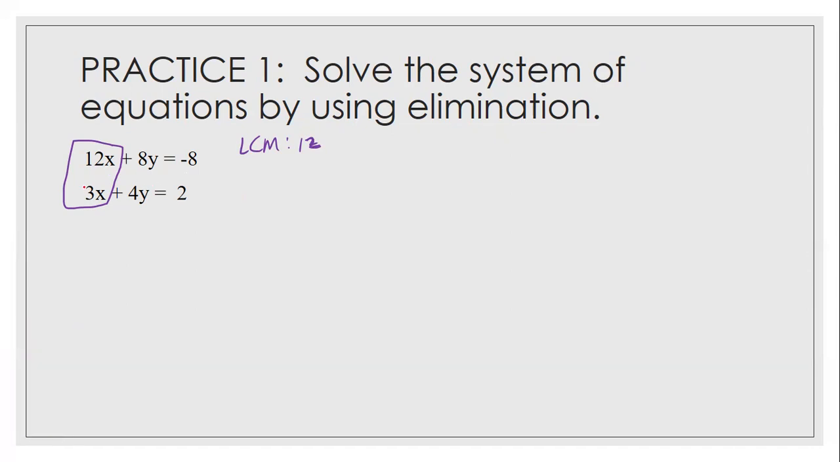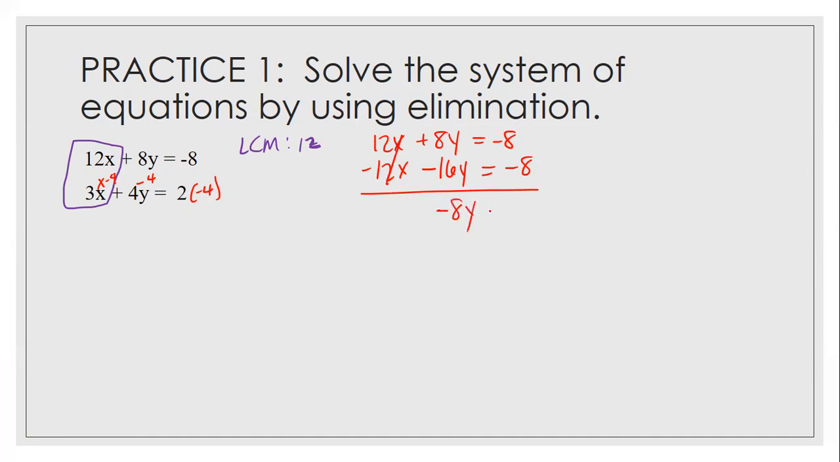And I'm gonna go ahead and multiply this by negative 4. And what I do to one side, I have to do to the other. All terms have to be multiplied by negative 4. So now I'm working with 12x plus 8y equals negative 8. And my new one on the bottom is negative 12x minus 16y equals negative 8. What happens to my x's? Cancel out. And I'm left with negative 8y equals negative 16.